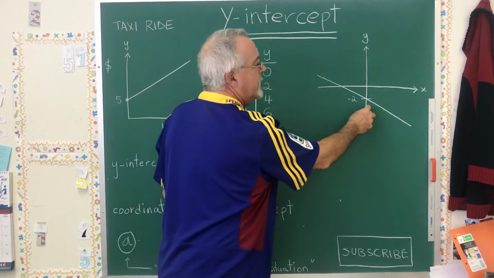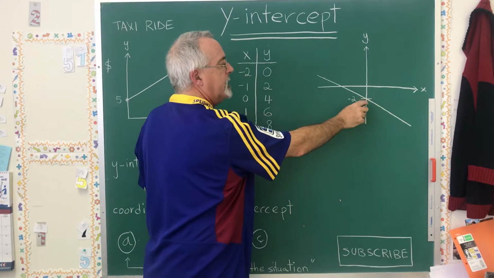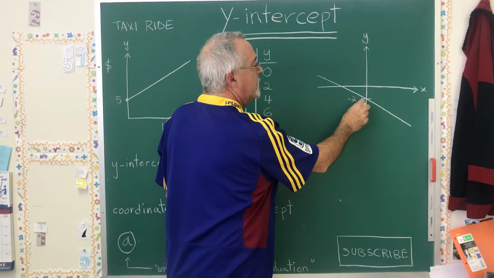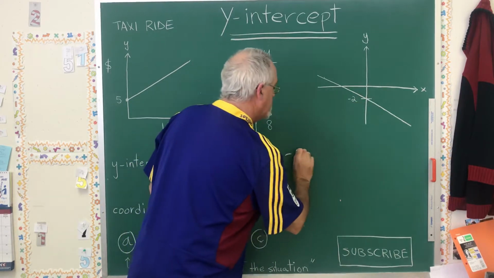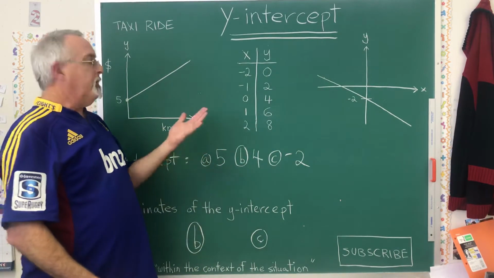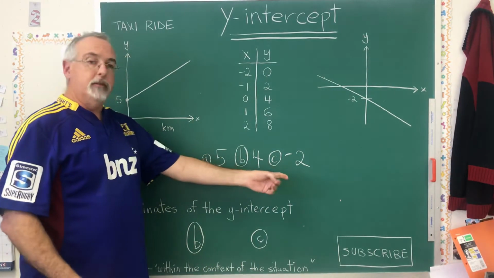Here we can see that the line is crossing the y-axis in the graph at y equals -2. So our y-intercept is -2. We always use the y-coordinate of the point to give the y-intercept.